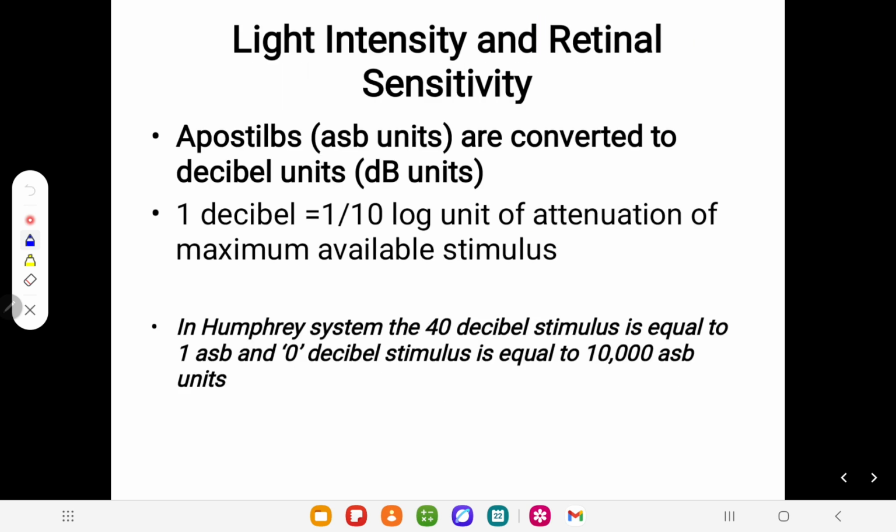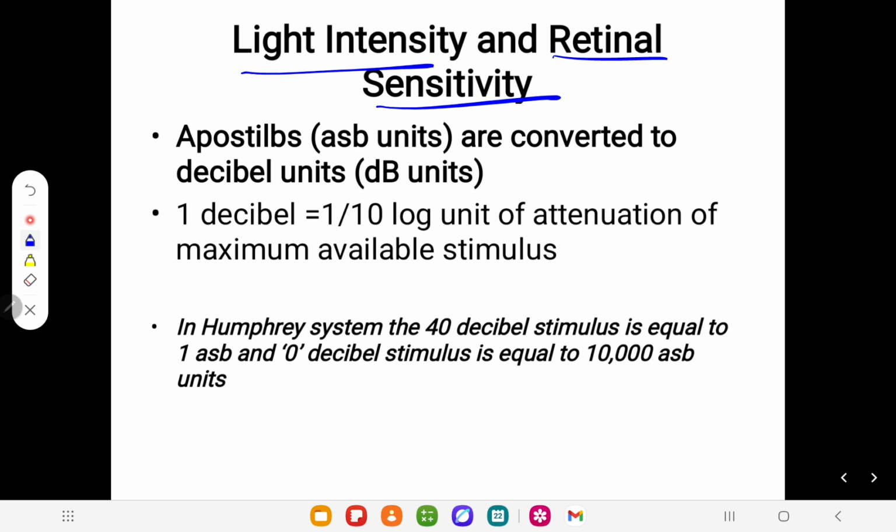Okay, so threshold, we know threshold. Then there is a term, light intensity and retinal sensitivity. These two terms are very intertwined, and students don't know about these terms and about this concept. It's very important. Okay, light intensity and retinal sensitivity.